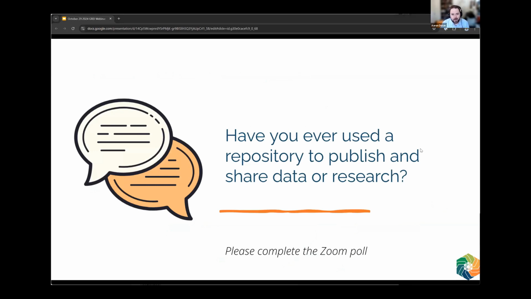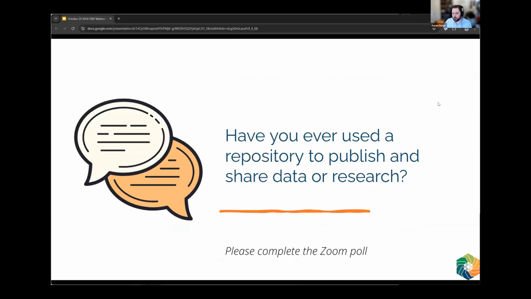Next poll question. Have you ever used a repository to publish and share data or research? And I'll let you all get a chance to answer before carrying on, and also get a drink of water. All right.